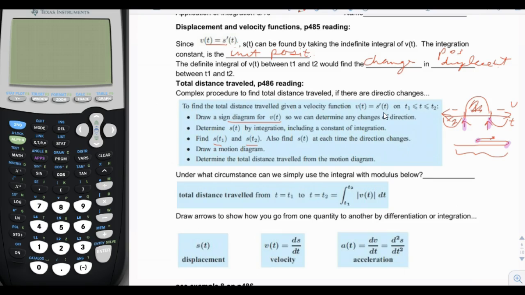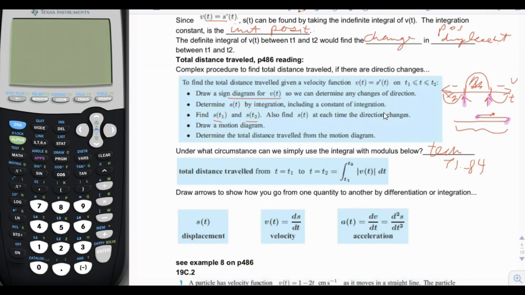So under what circumstance can we simply use the integral with the modulus below? When we use technology, or with the TI-84. Okay, so when you use the calculator, you can just tell the calculator, hey, I want to do absolute value, and the calculator will automatically do that.